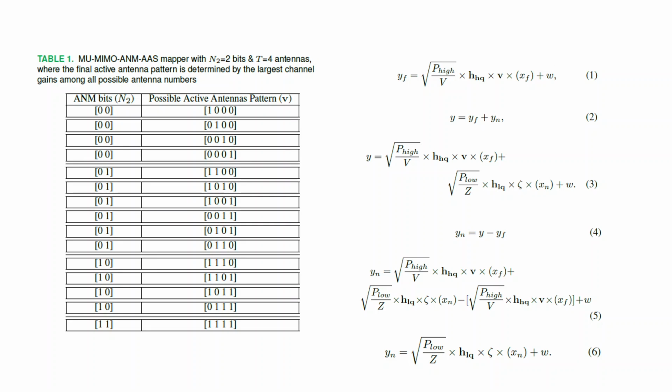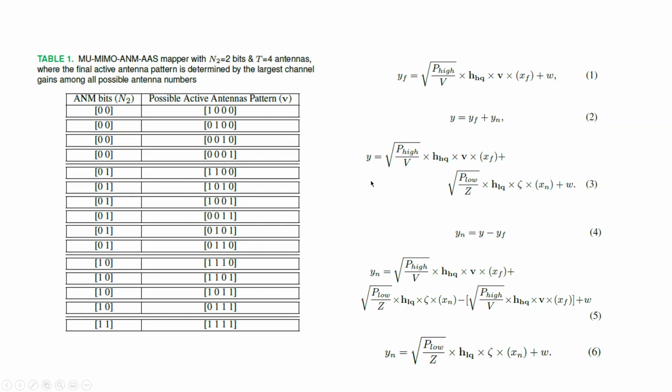At the transmitter, we are transmitting both the far user's data and near user's data at the same time, and our total transmitted signal is Y. This part of the Y is our far user's data, and this part here with the P low is our near user's data, and at the end, of course, we have our white noise.